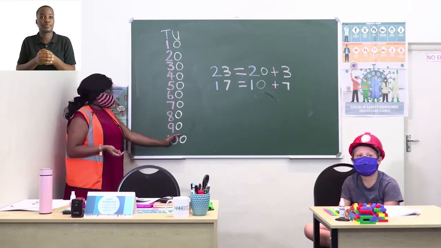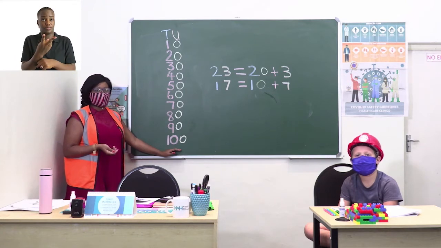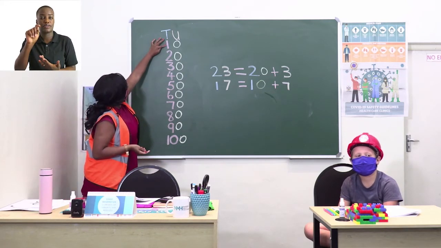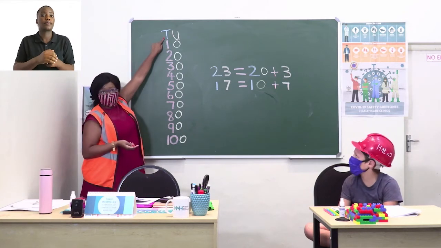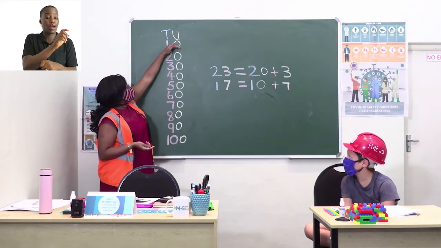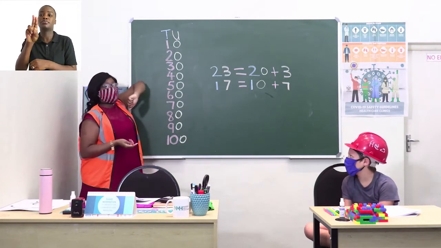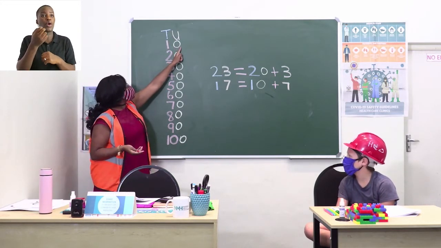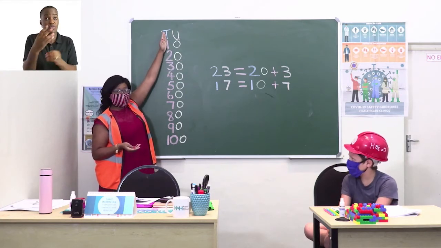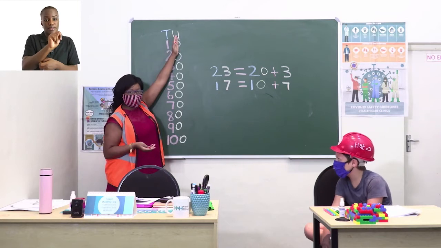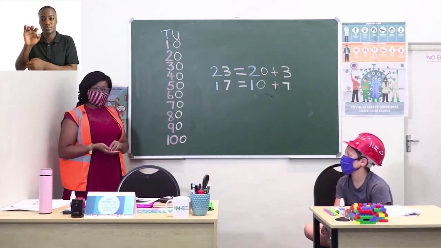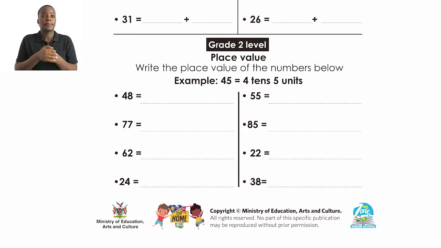So, using our decade numbers, I will show you where the tens are. Number 1, this digit here is a 10. And that means that the 0 is a unit. So every number that has 2 digits, the first one is tens and the second one is units. Let's take a look at our exercise. The first example we have is 45 equals 4 tens and 5 units. Now we are going to try number 1 together.